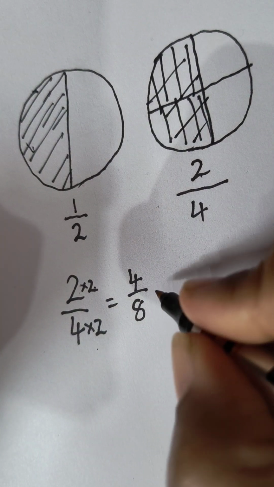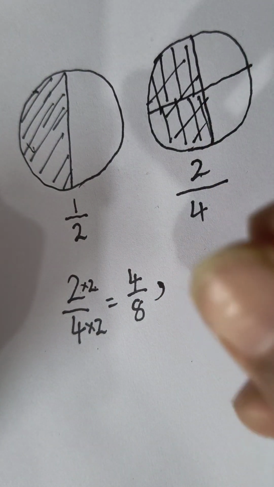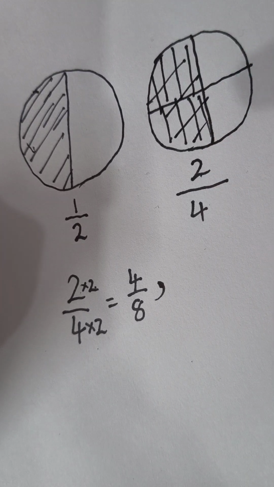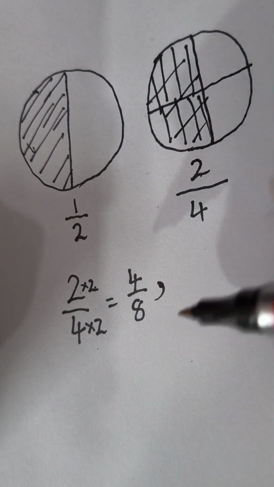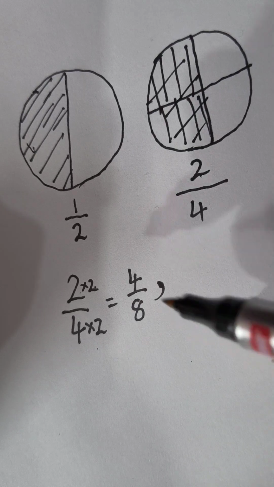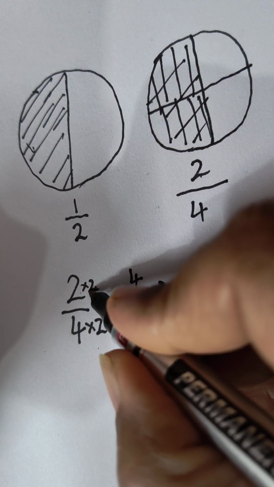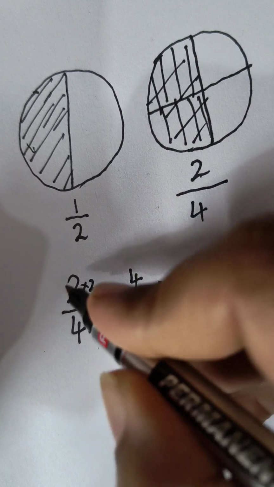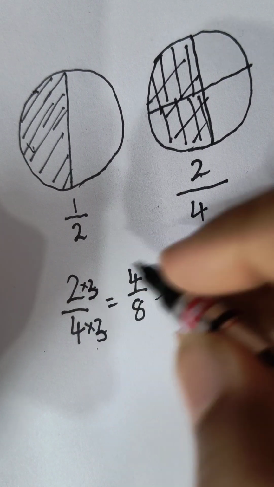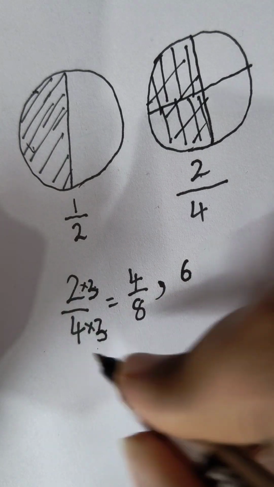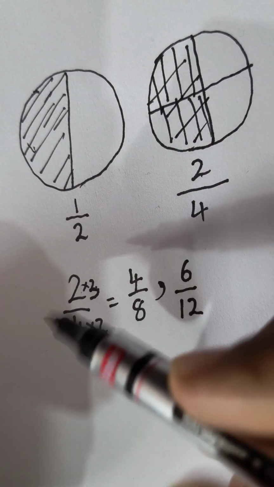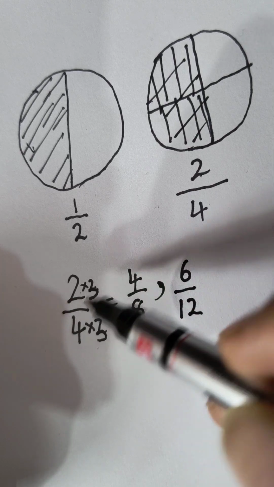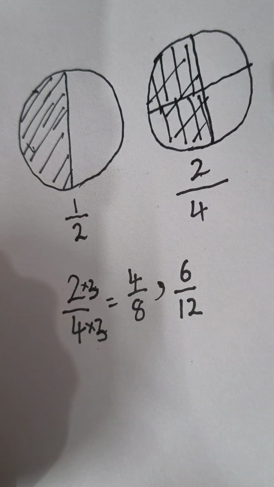Now you have to find out the second equivalent fraction, because your question was to write the next two equivalent fractions of 2 upon 4. That's why we started multiplying by 2. Now the next one after 2, what comes? 3. So now we'll multiply 2 upon 4 by 3. 3 twos are 6 and 3 fours are 12. So what are the next two equivalent fractions of 2 upon 4? 4 upon 8 and 6 upon 12. I hope this is clear.